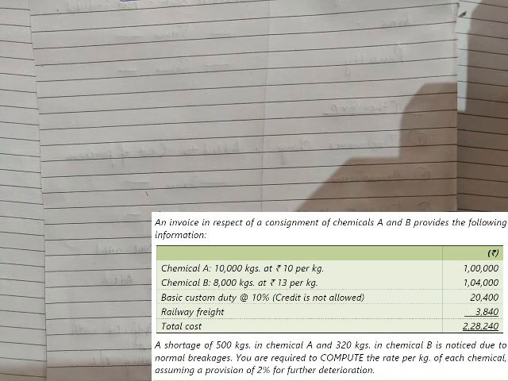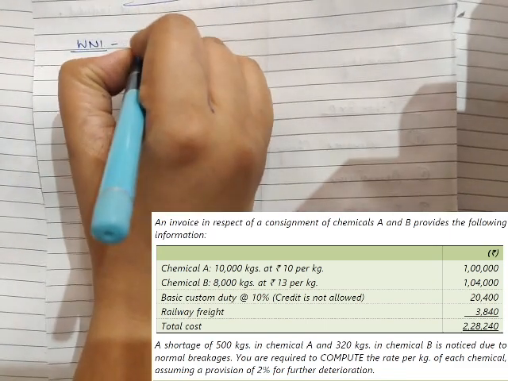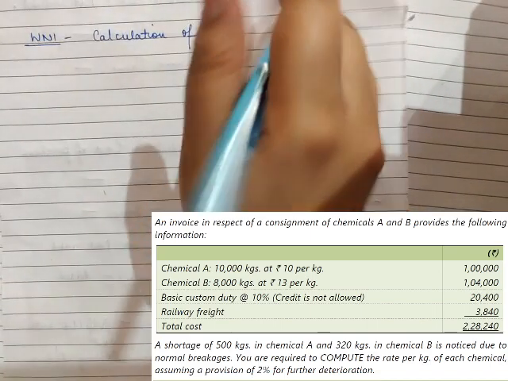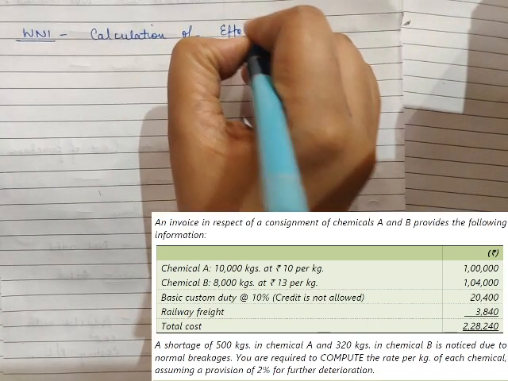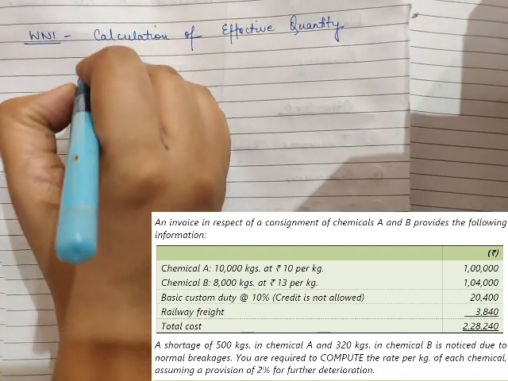You are required to compute the rate per kg of each chemical, assuming a provision of 2% for further deterioration. Now we have seen in our last video that all normal losses are absorbed by the good quantity. That is, they are not separately charged to the costing and P&L account. The cost of the normal loss is apportioned between the good material. So first we are going to do a working for calculation of effective quantity of each chemical.